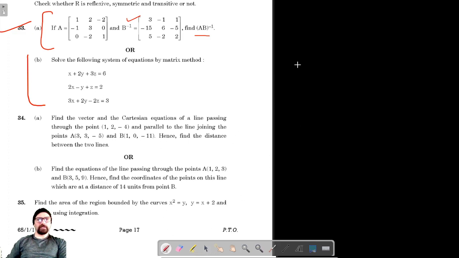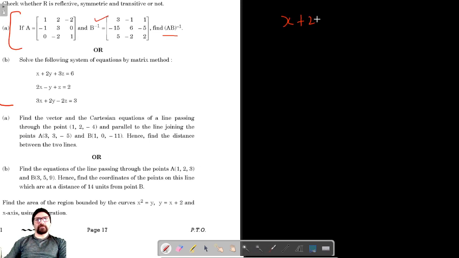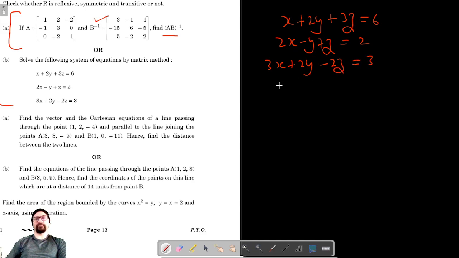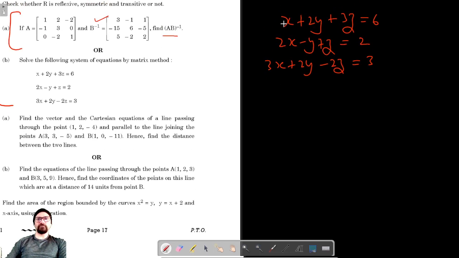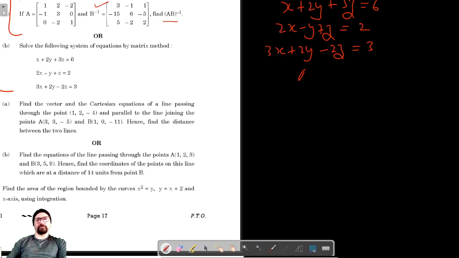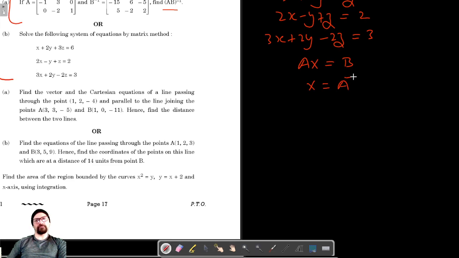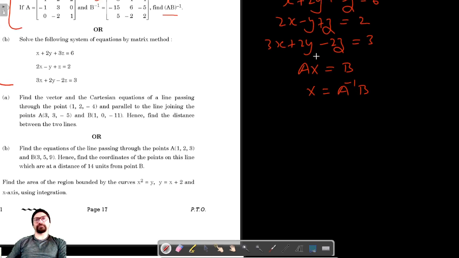Our equations are x plus 2y plus 3z is equal to 6, 2x minus y plus z is equal to 2, and 3x plus 2y minus 2z is equal to 3. Okay, let's write it in matrix format. We are going to solve it as AX is equal to B, and X has to be A inverse of B. So X will give us the variables x, y, and z.